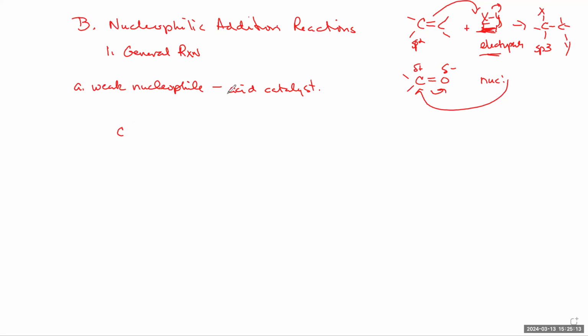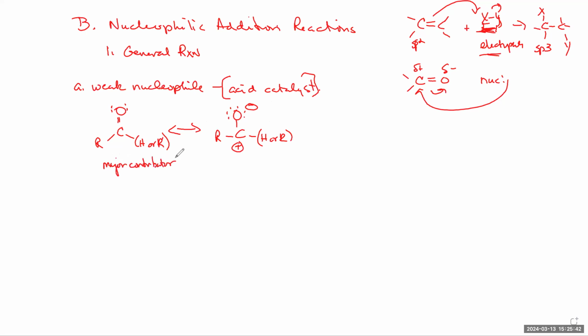So how does an acid help? How does this catalyst help? If you look at an aldehyde or a ketone, if that's H, it's an aldehyde. If it's R, it's a ketone. We know that it has resonance. But this is the major contributor because A, it has no separation of charge, and B, it obeys the octet rule.